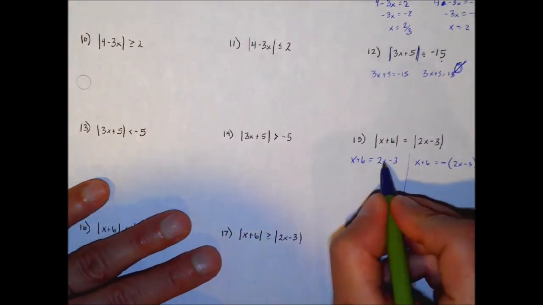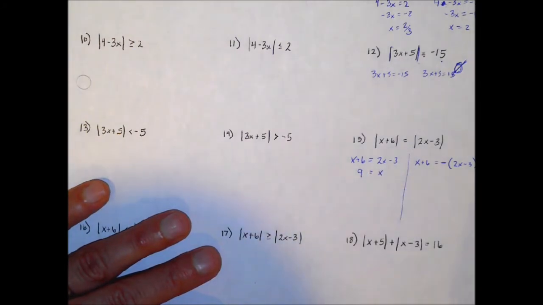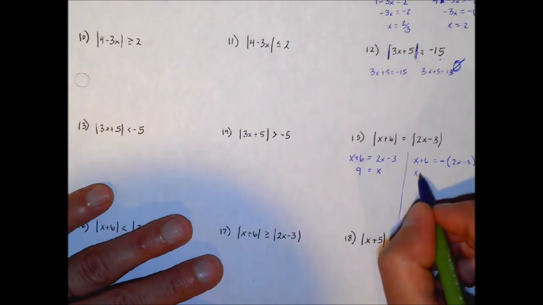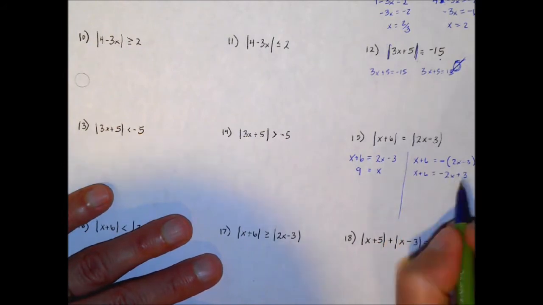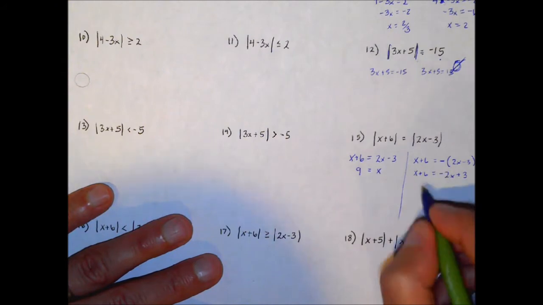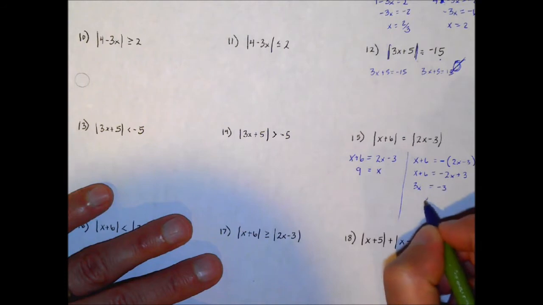I'm going to subtract that x over, and I'm going to add the 3 over, which gives you 9. Here I'm going to distribute through that negative, so negative 2x plus 3. I'm going to add the 2 over here, and subtract the 6 over there, and divide, which gives me negative 1.